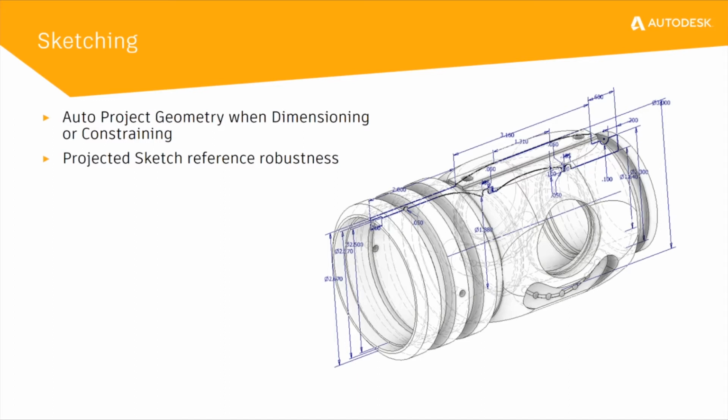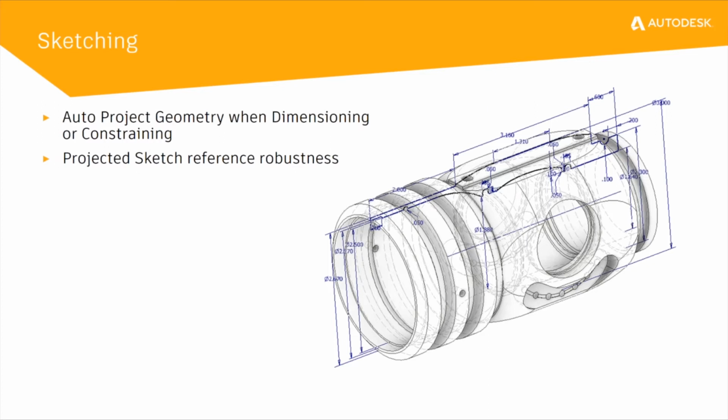So traditionally you'd project geometry and then you dimension to it or constrain to it. But now we've made it so when you're in the dimension command, constraining sketch geometry to 3D geometry, that projection happens automatically. So it just saves you the additional steps it took in the past to project and then go ahead and constrain to it.